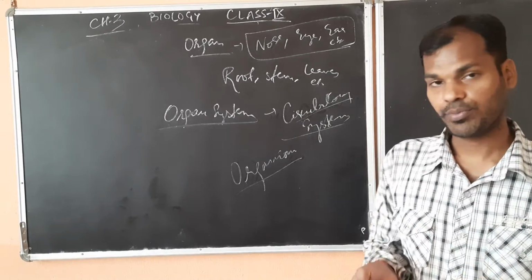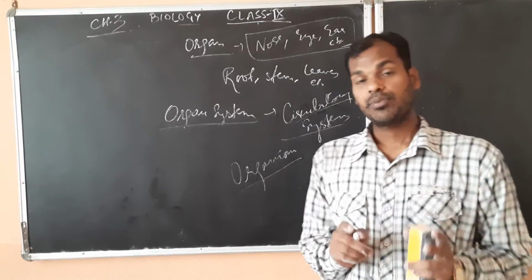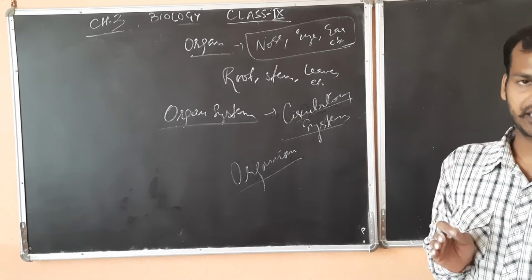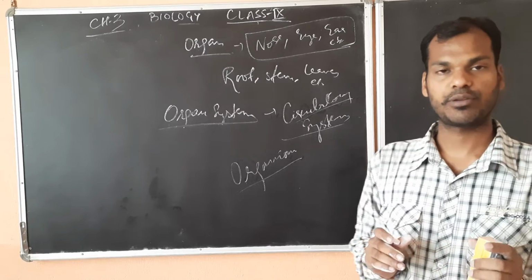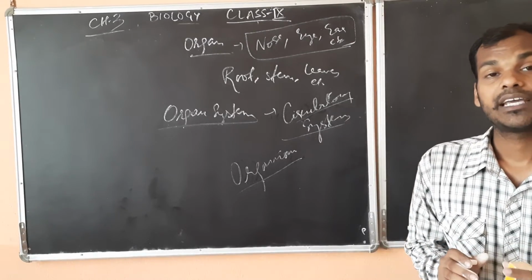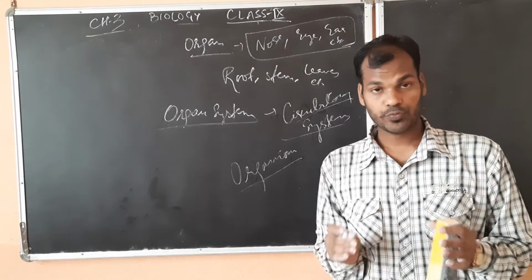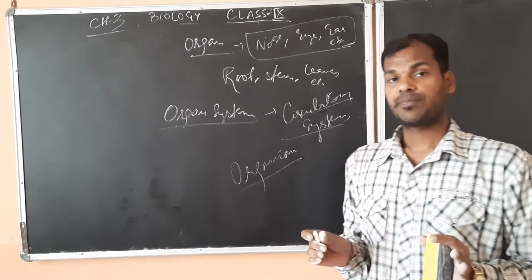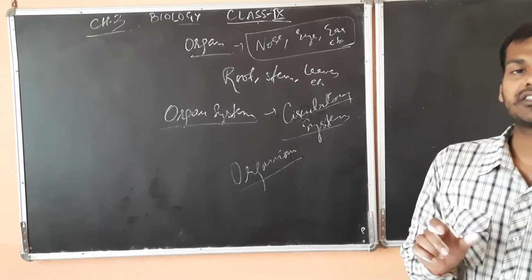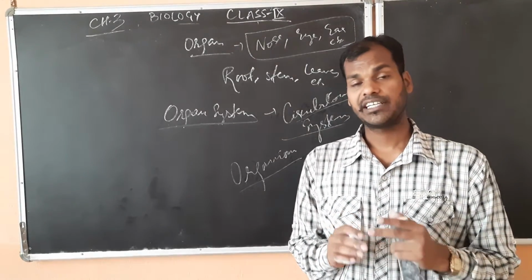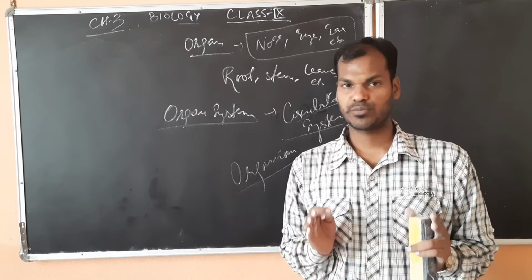Example, in case of humans, there will be the circulatory system which will be performing circulation. There will be the respiratory system which will be performing respiration. Okay, there will be the nervous system which will be performing the work of control and coordination. So for each organ system there will be a specific function assigned, and none of the organ systems will interfere in other organ systems' work.